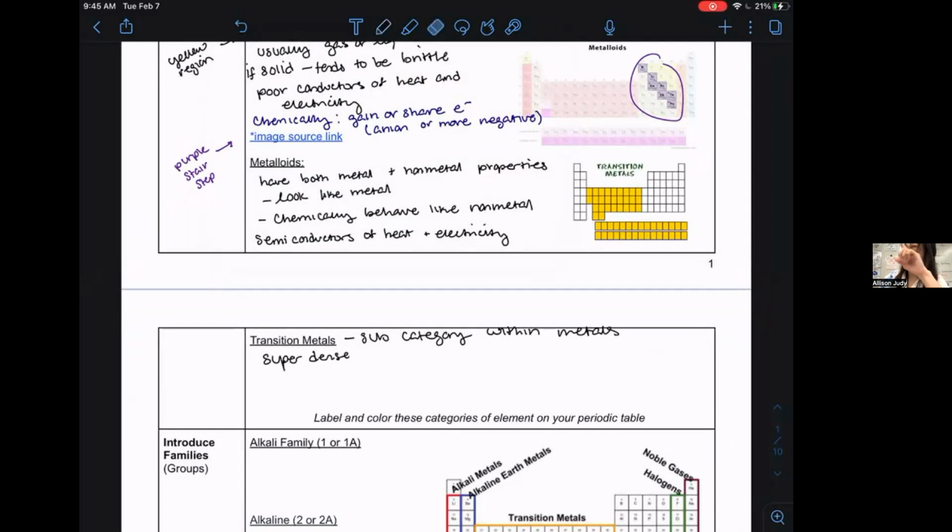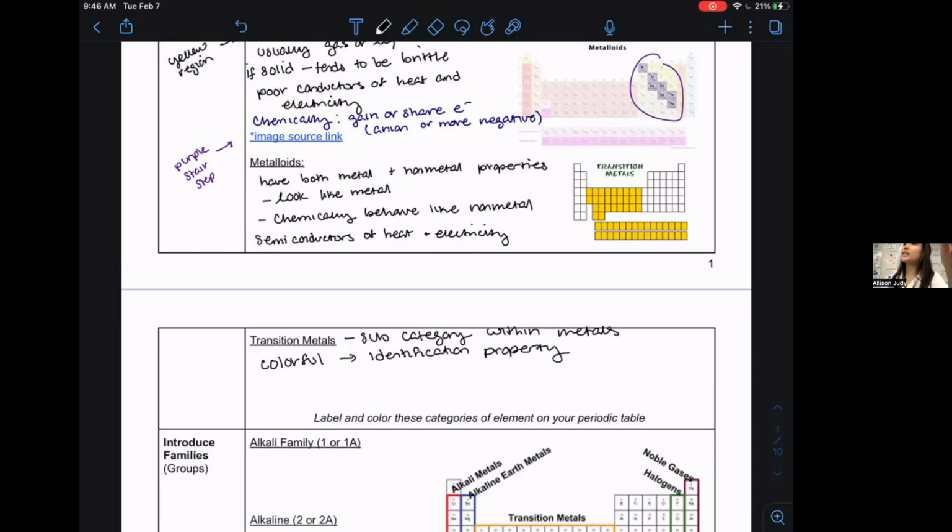Actually, you know what? I'm thinking of the wrong one. Sorry, I'm thinking of the wrong category of elements. What they do is they tend to be colorful, and their colors can be used as an identification property.